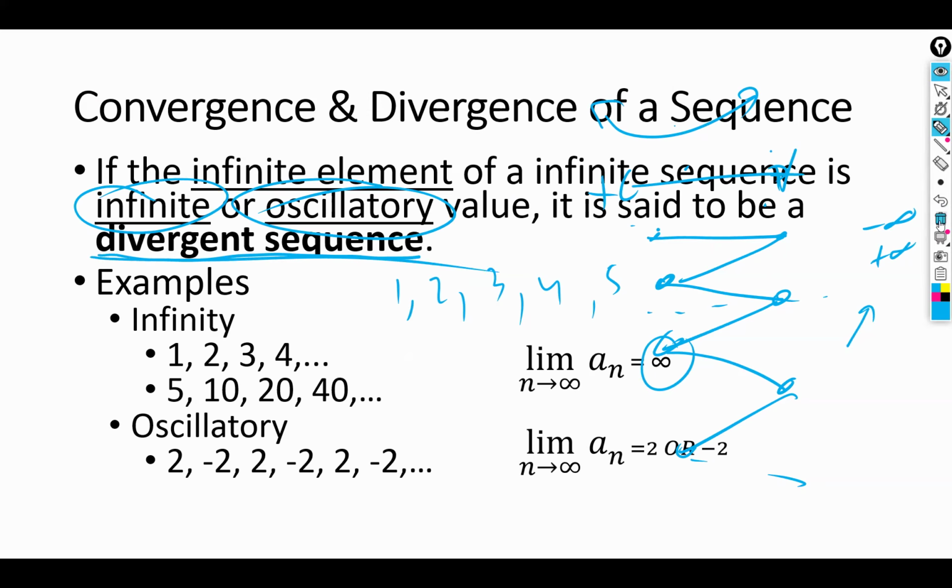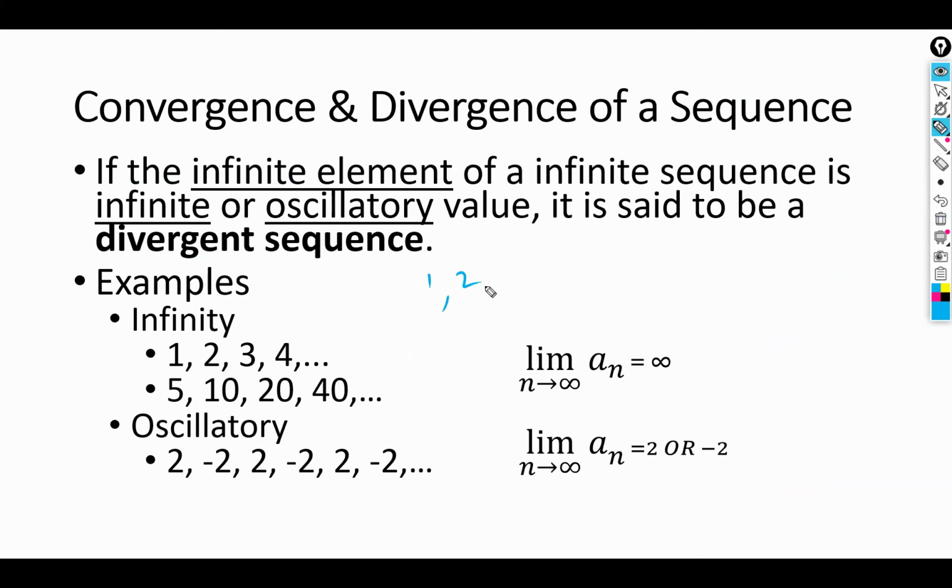For example, a very good simple example is 1, 2, 3, 4, and so on. What is the hundredth term? 100. Millionth term? Million. Trillionth term? Trillion. Then the infinite term? Remember, trillion is bigger than million or billion. So the trillionth term is a trillion.